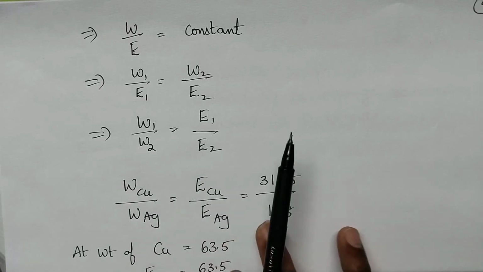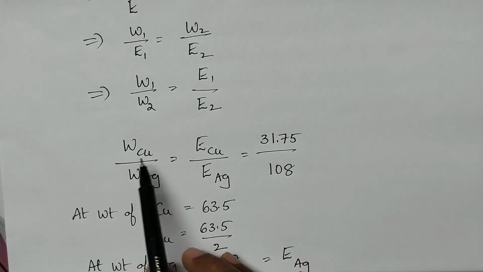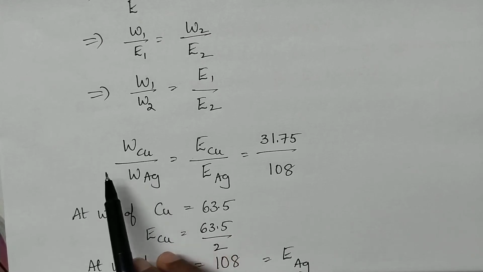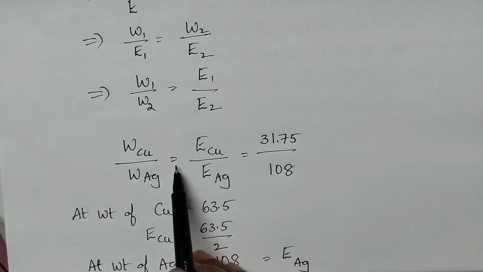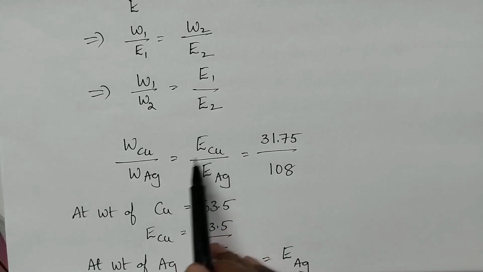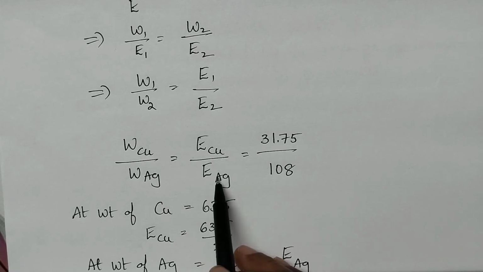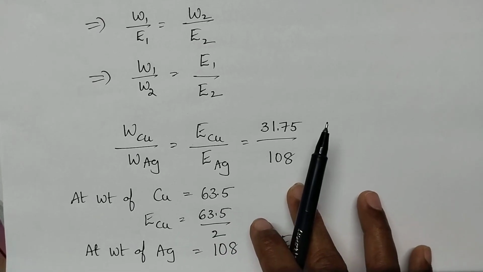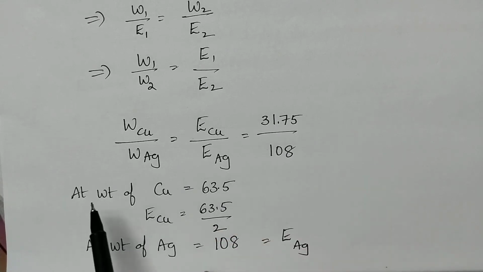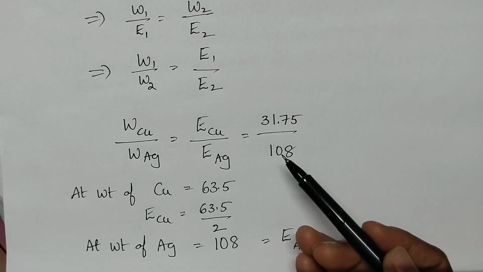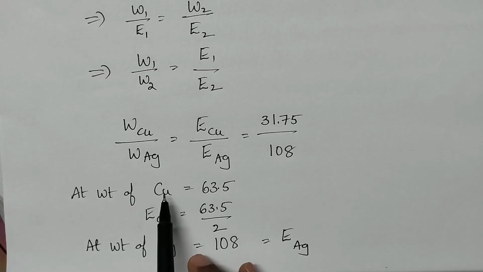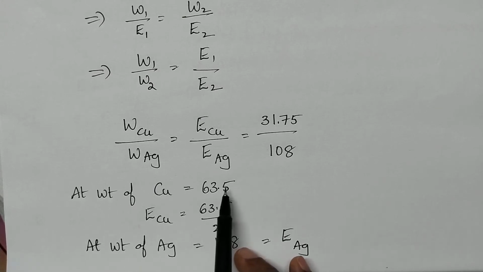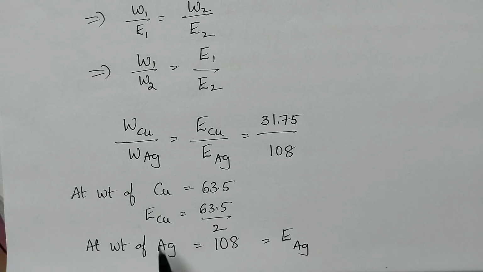So in the present case, we can write the weight of the copper deposited divided by the weight of the silver deposited is equal to the equivalent weight of the copper divided by the equivalent weight of the silver. Then how to calculate the equivalent weights? Generally, the atomic weights of copper and silver will be given to you, and you are supposed to calculate the equivalent weight. The atomic weight of copper is equal to 63.5. Copper and silver are elements.